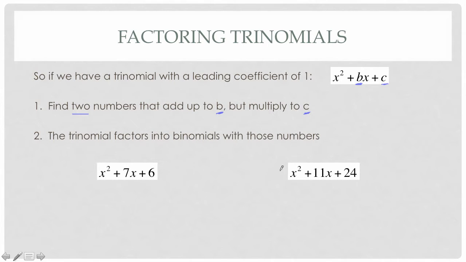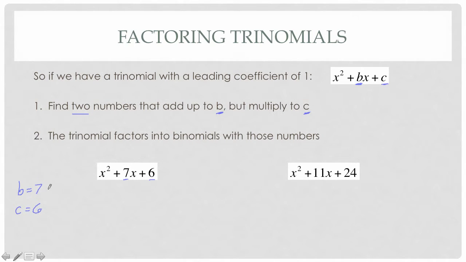So let's do a couple examples here. We got x squared plus 7x plus 6. That's a trinomial. I want to factor it back into two binomials. According to this, let's look at what our value for b is. B is the middle term. So in this case, b is 7. And c is the final constant term. So in this case, c is 6.